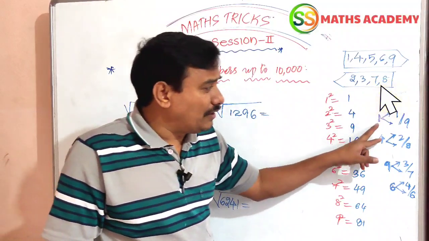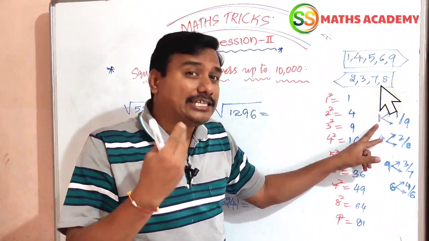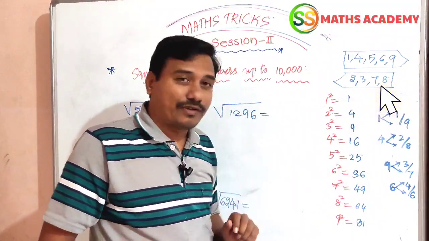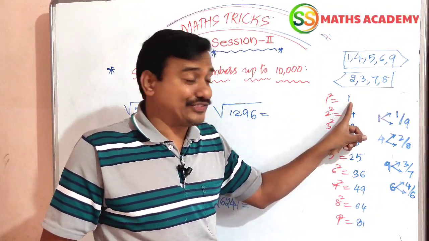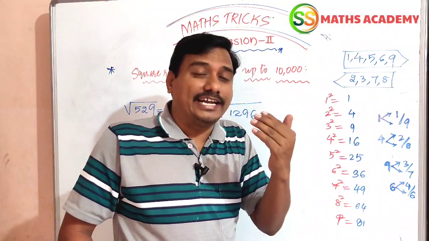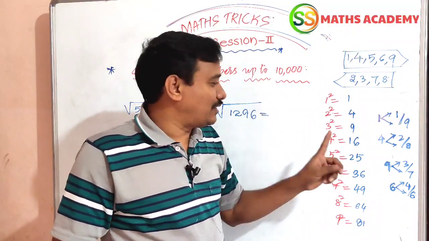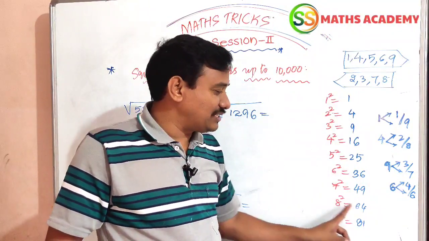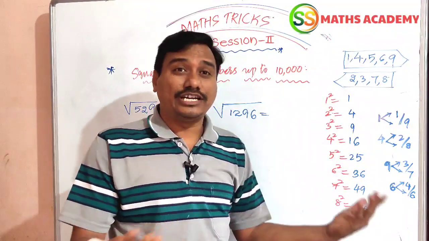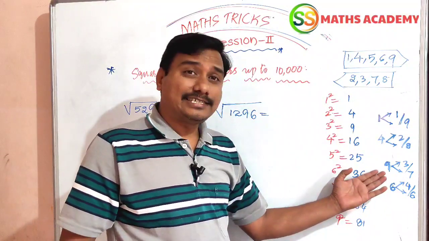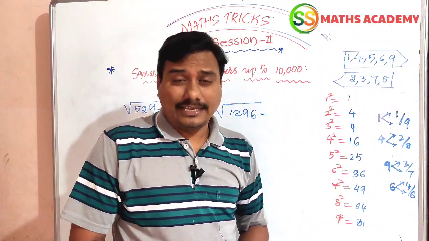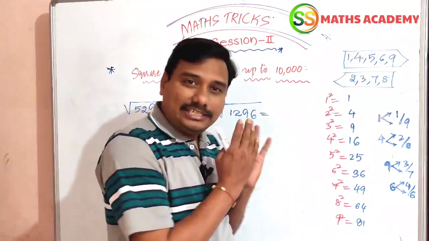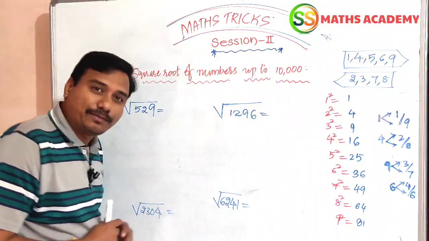And here 1 will be repeated. 1 is obtained from 1 square and 9 square. You see, 9 square ends with 1 in the unit place. Now 4 you get from 2 square and 8 square. 2 square is 4, 8 square is 64, so in the unit place we get 4. As well as 9 from 3 and 7, and 6 from 4 and 6, friends. This idea we also have to use in these conditions. Now, solving the problem.